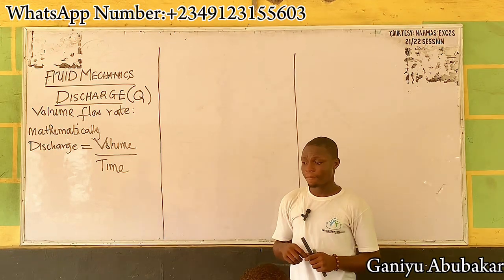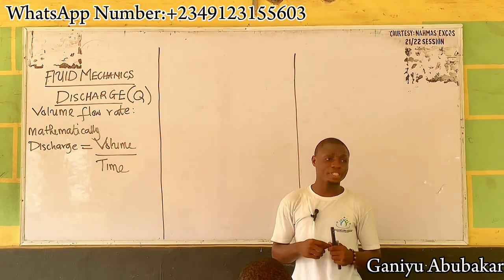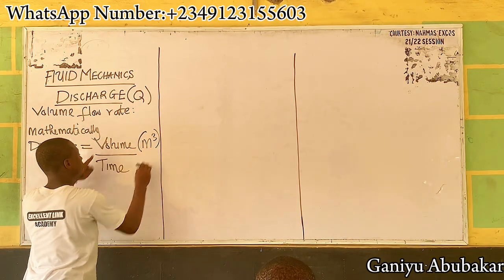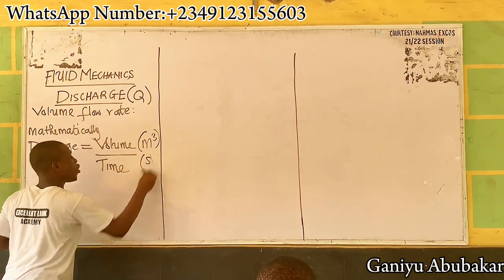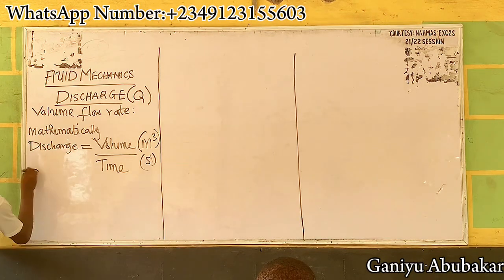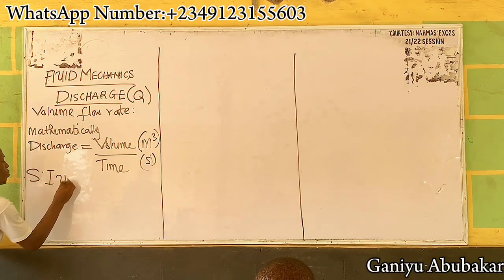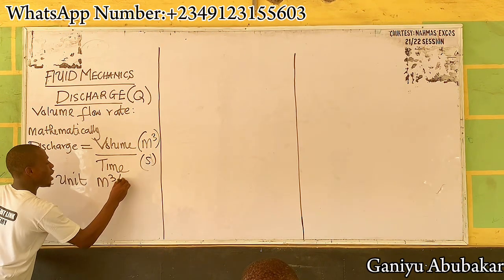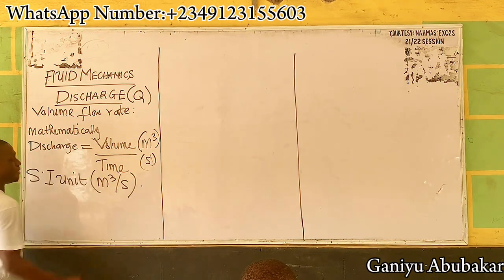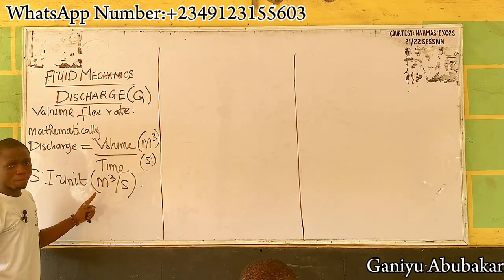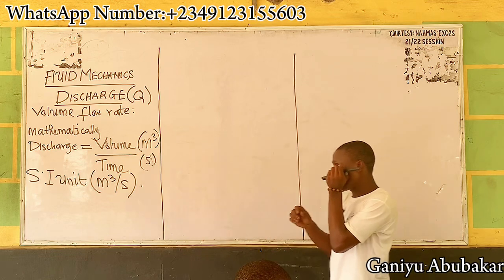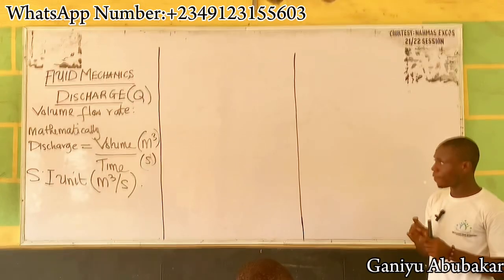Let's get the SI unit in place. Look up. Volume is in what? Meter cube. But time is in what? Second. So the SI unit for this is meter cube per what? Seconds. Copy down, please.